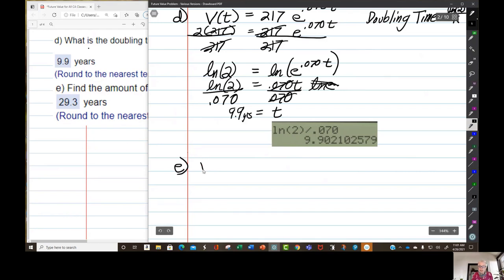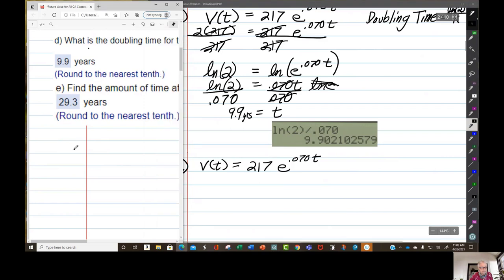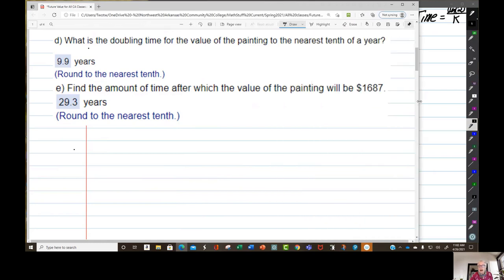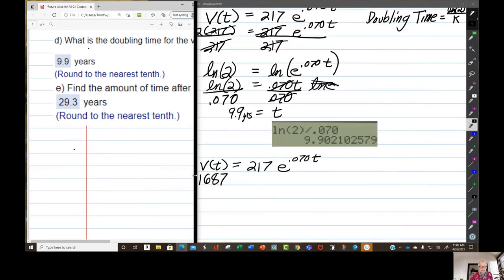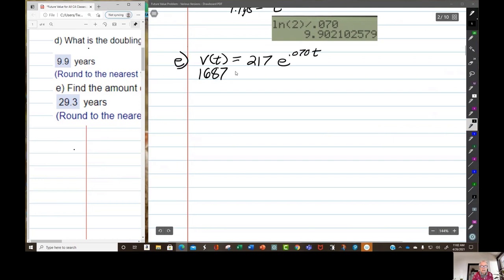Okay, so I write down my formula, V of t equals 217 e to the 0.070t. That is our specific exponential growth formula for this problem. V of t means the price after time. So how long will it take the price to rise to 1,687? Let me double check again. Yes. 1,687 equals 217 e to the 0.070t.